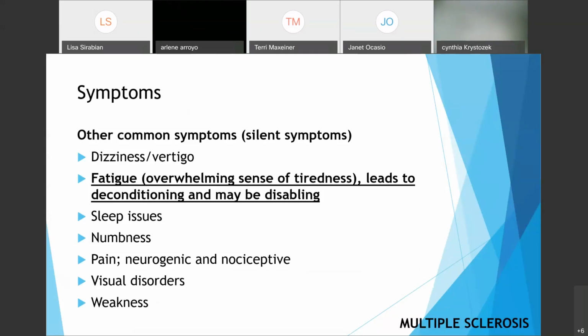They tend to have this overwhelming sense of tiredness, the overwhelming sense of fatigue. This can lead to deconditioning, and it may actually be disabling for them. So fatigue is a very significant symptom that has to be managed. Sleep issues, numbness, pain, which can be either neurogenic pain or nociceptive pain, visual disorders, and weakness.